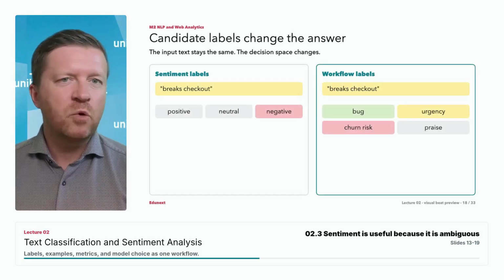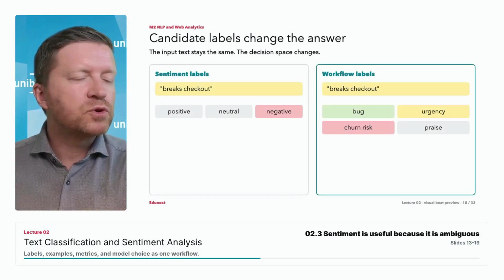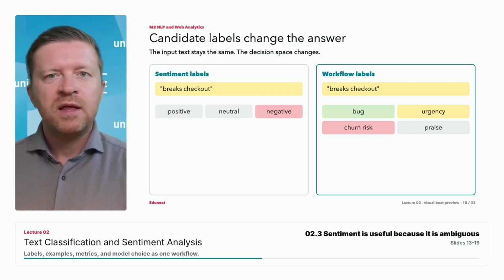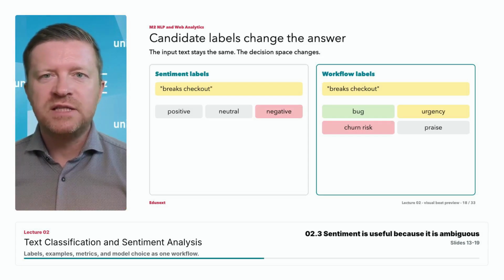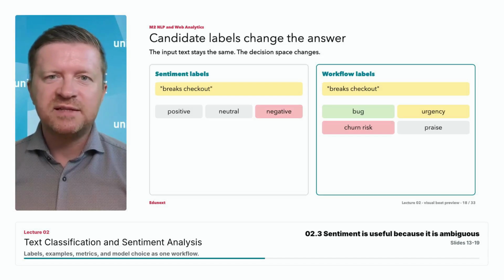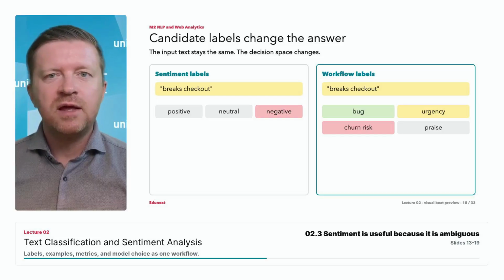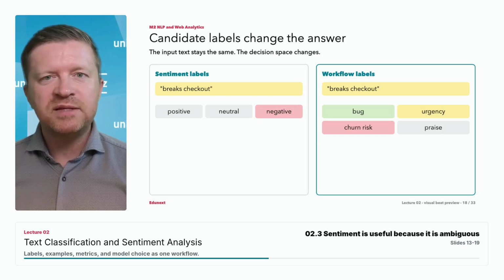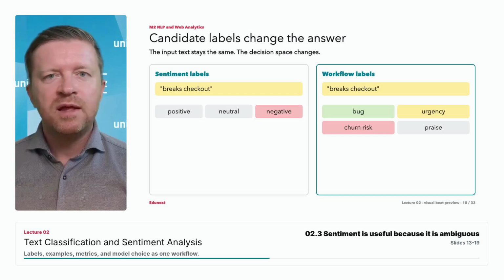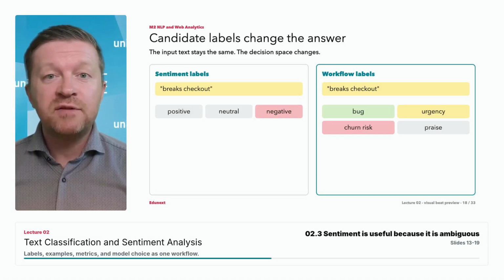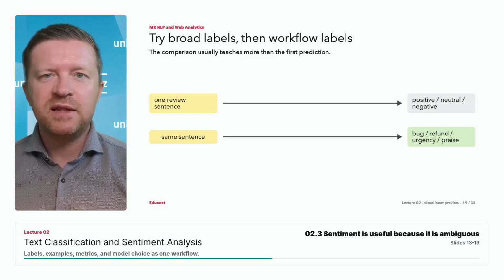It still needs evaluation. The candidate labels also shape the answer. If the labels are positive, neutral, and negative, the model may return negative. If the labels are bug, praise, urgency, and churn risk, the same sentence may become urgency plus bug. The input text did not change. The decision space changed. So the practical rule is use sentiment as a signal, not as truth. It can help prioritize, summarize, and monitor language. But if the signal drives action, you should test what kinds of mistakes it makes.